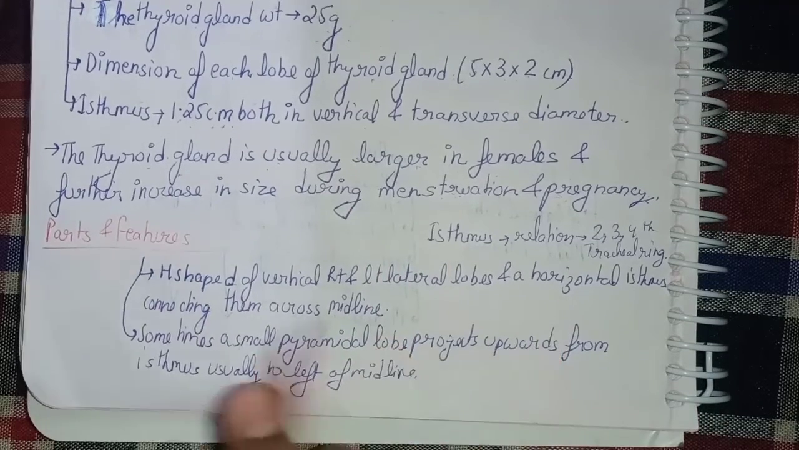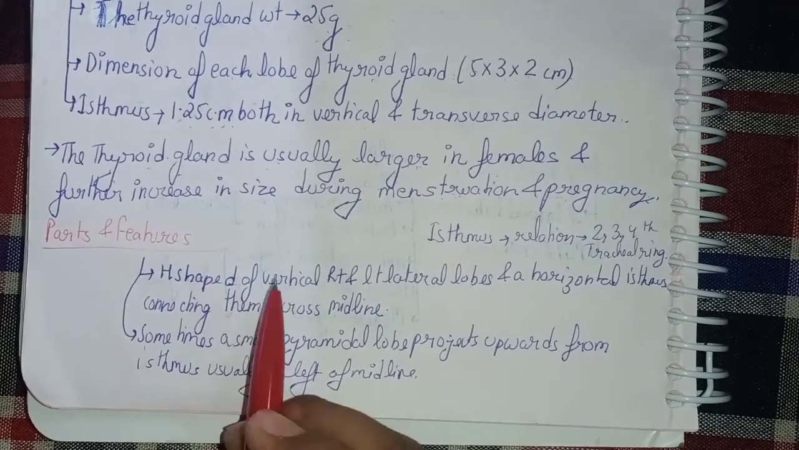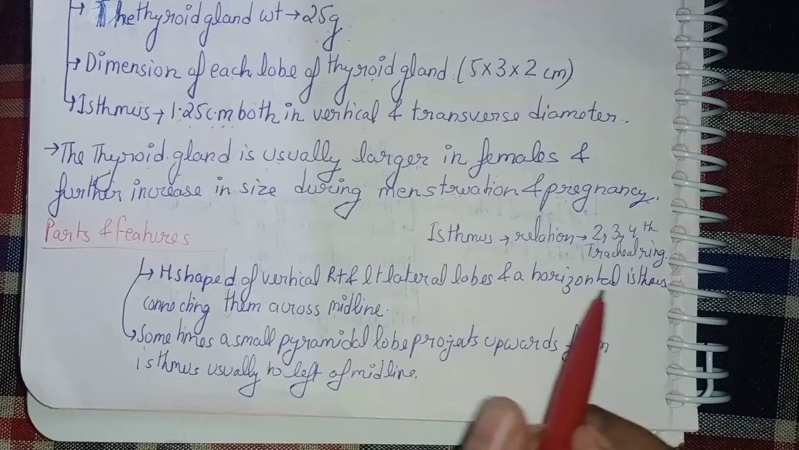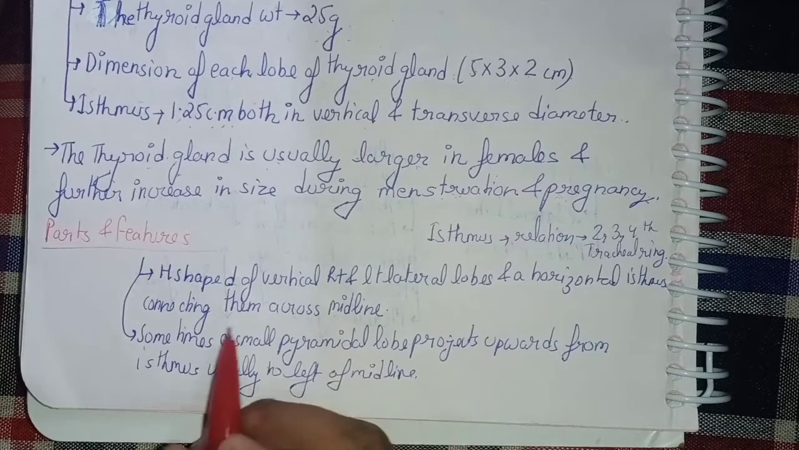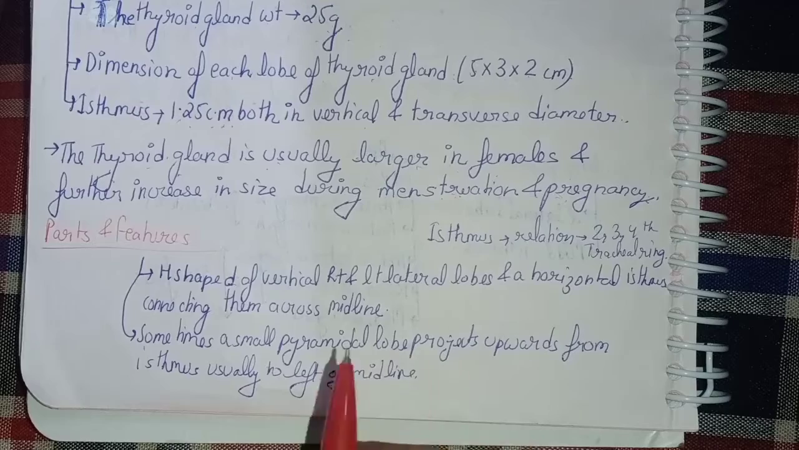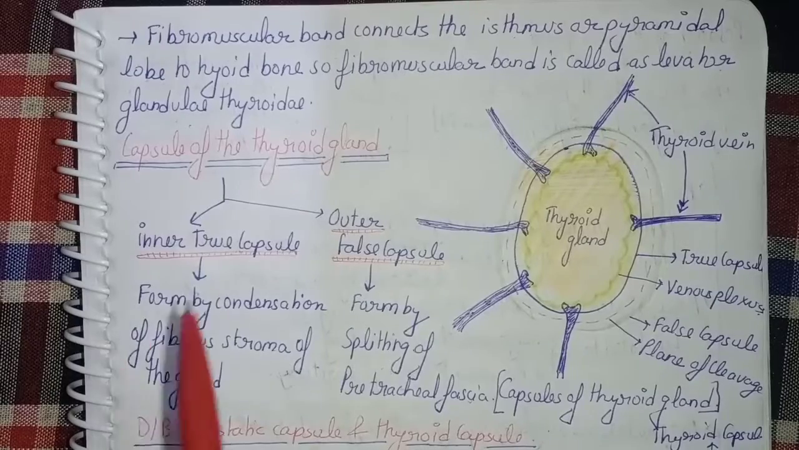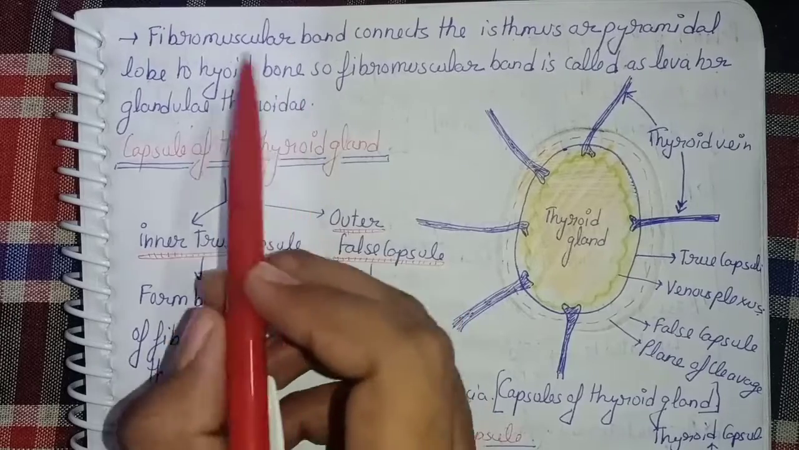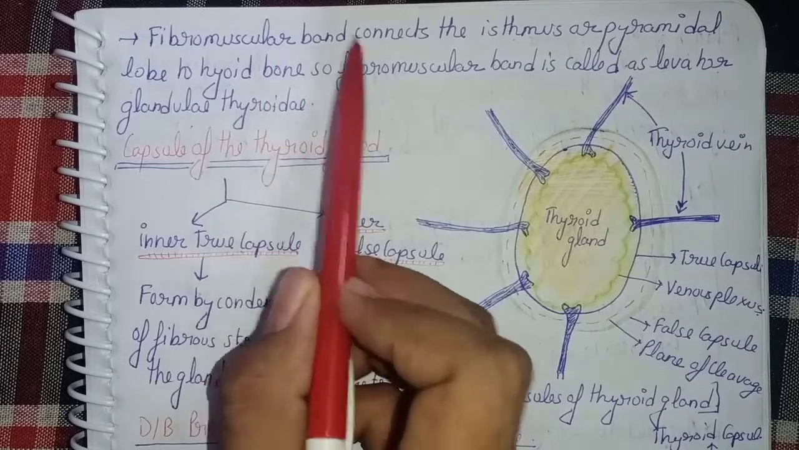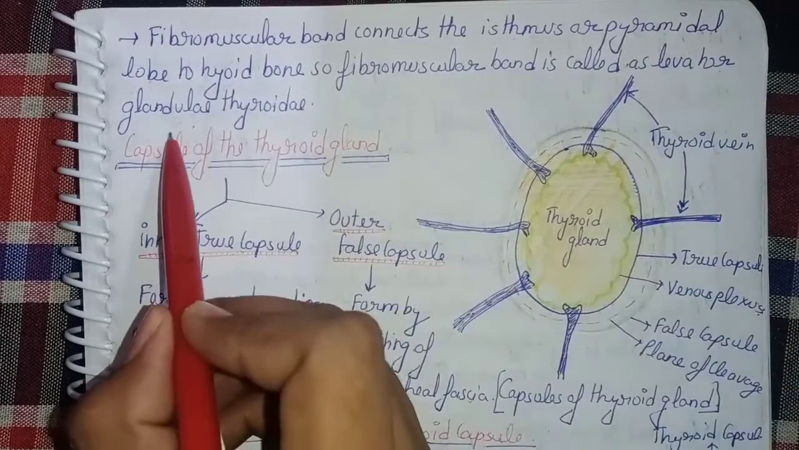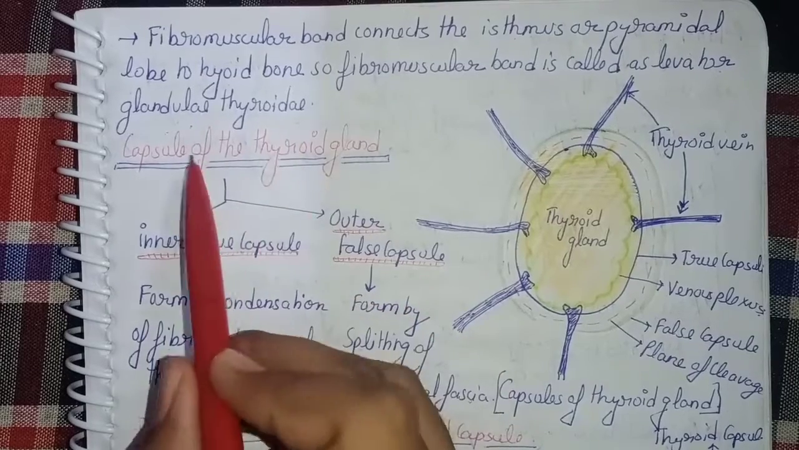Now coming to parts and feature of thyroid gland. Thyroid gland is S-shaped gland of vertical right and left lateral lobes and a horizontal isthmus connecting them across a midline. Sometimes a small pyramidal lobe projects upward from the isthmus, usually to left of the midline. Now the pyramidal lobe is connected to hyoid bone by a fibromuscular band, and this fibromuscular band is called levator glanduli thyroidi. Now coming to capsules of the thyroid gland.